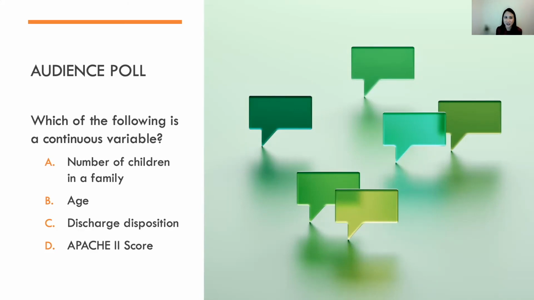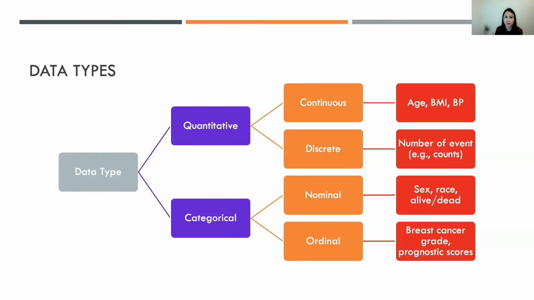Age is a continuous variable. Then we'll talk about the other two quantitative types of variables there: number of children in a family, and Apache 2 score, and how those are categorized. Discharge disposition is pretty straightforward. It's a nominal type of variable. So definitely review for all of you here, but this slide is really helpful for our learners too, because sometimes it can get a little tricky, especially with the quantitative variables.